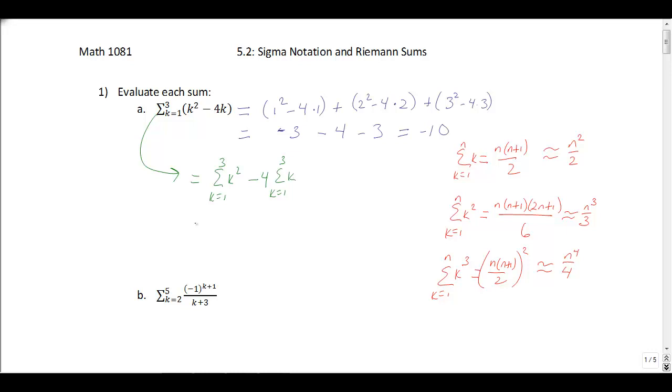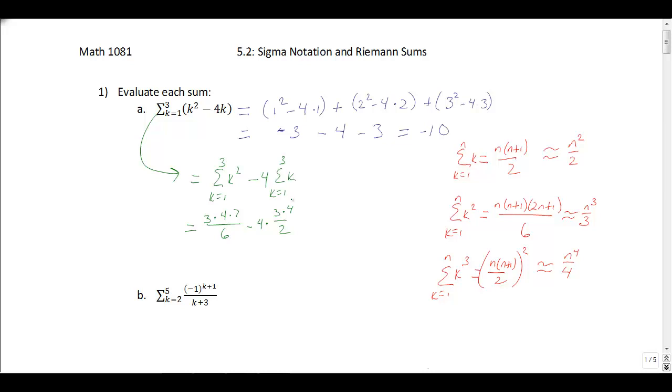Okay, in any case, what I get now is k equals 1 to 3, k squared. It's going to be n times n plus 1 times 2n plus 1 over 6. So that's 3. 3 plus 1 is 4. 2 times 3 is 6 plus 1 is 7 over 6. Minus 4 times summation k equals 1 to 3 of k. So it's going to be a 3. N is 3. N plus 1 is 4 over 2.